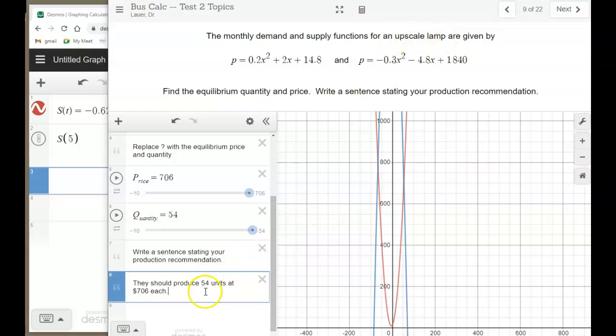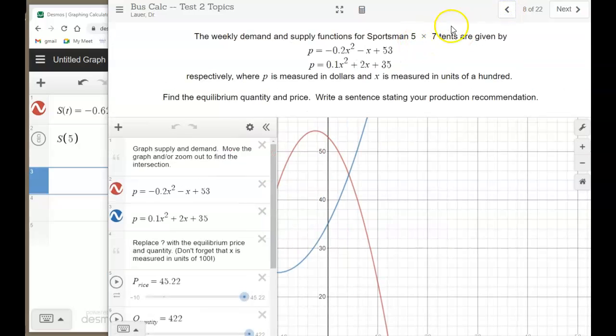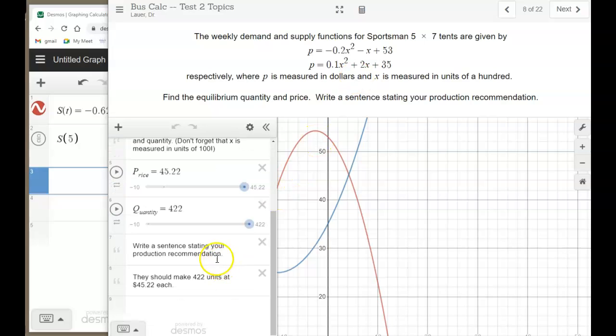And here we actually know what these are. These are lamps. I think we knew on the last one too. These were tenths, so I really should have put tenths. 422 tenths. It's pretty inexpensive tenths.